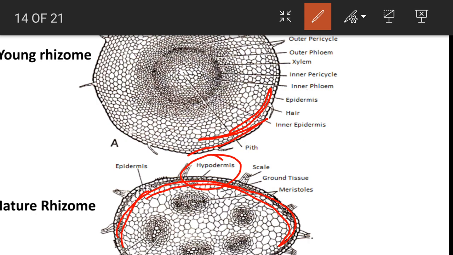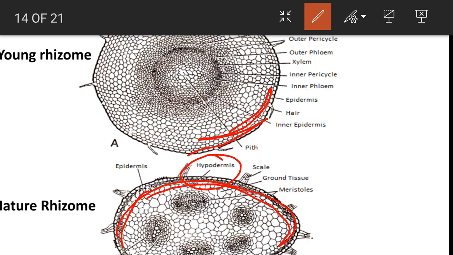So what we say whenever we are describing that, next to epidermis is the hypodermis, which is made up of about 4 to 6 layers of sclerenchyma which provide the mechanical strength. Whereas in case of the young rhizome, the hypodermal cells are not thickened. And next to the hypodermis, which we find is the ground tissue. Basically the ground tissue is made up of parenchyma cells. So this is ground tissue, and the next portion which we find here is the stellar portion of the plant.